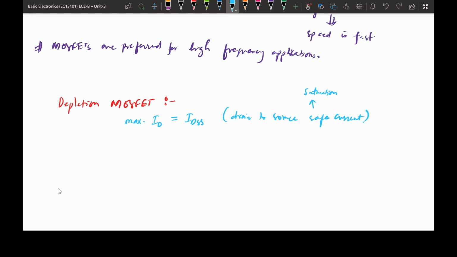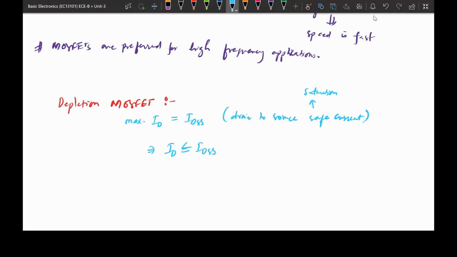So drain to source saturation current, or IDSS. In case of depletion MOSFET, the maximum current that can flow is IDSS. In case of JFET also, the maximum possible current is IDSS only. So here ID will be equal to IDSS, or it will be less than IDSS.